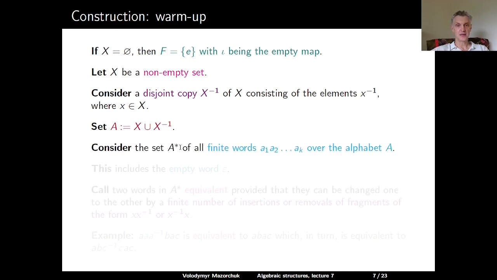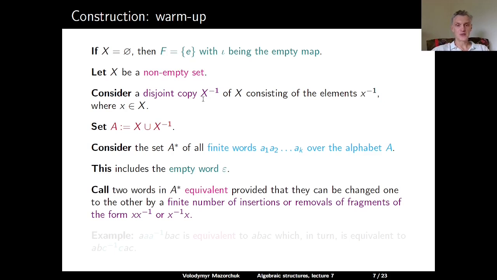Consider the set A* of all finite words over the alphabet A. So we have all finite words where letters are either from X or from inverses of X. Note that this also includes the empty word ε. This is a word with no letters, of length 0.